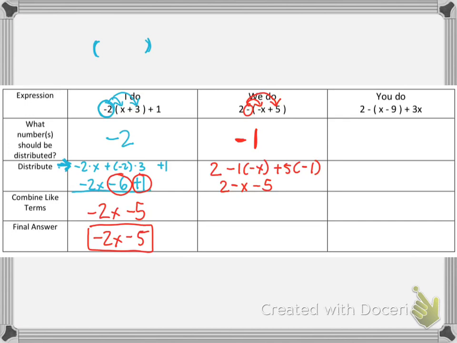Now, combining like terms. Go ahead and combine like terms, and let's see which ones we can combine. I'll write it down here. All right, if you chose 2 and -5, you are correct. So let's go ahead and combine: 2 minus 5 will give us -3. So I have -x minus 3. And that's our final answer.